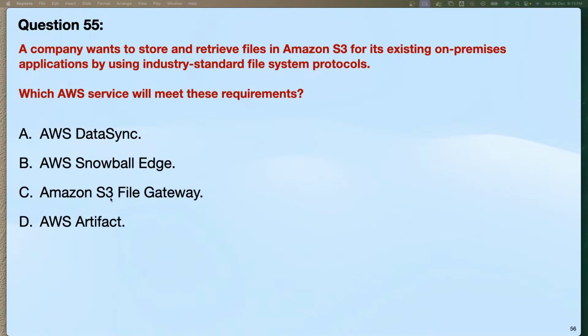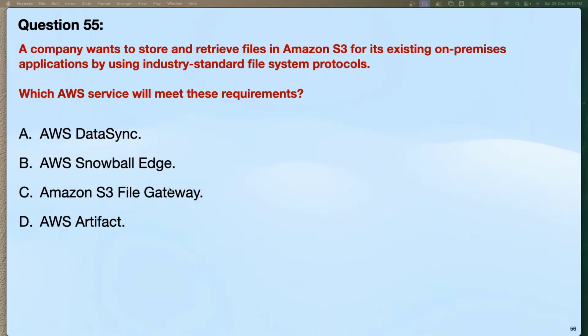There is an Amazon S3 file gateway. Remember, this is a gateway which can be useful for on-prem software to talk to an AWS S3 bucket using S3 file gateway. Again, Artifact is for compliance audit reports. So C is the answer.